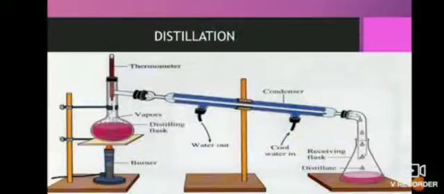Children, two more methods of separation are there, those are chromatography and sublimation. In the next session, we will continue this.